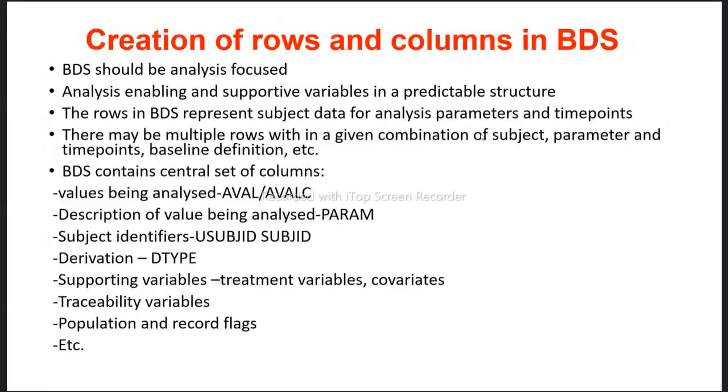You know how we create a parameter variable? LB test or any findings test plus STRESU. And then we are going to have identifiers like study ID, subject ID, and USUBJID. We are going to have a very important variable called DTYPE. I will tell you how to derive that one and what values we are going to have. And then we are going to have supporting variables like covariates and treatment variables. I will tell you what covariate means later. And of course, we are going to have traceability variables. I told you the most important core of ADaM is traceability. Along with that, we are going to have population and record flags.